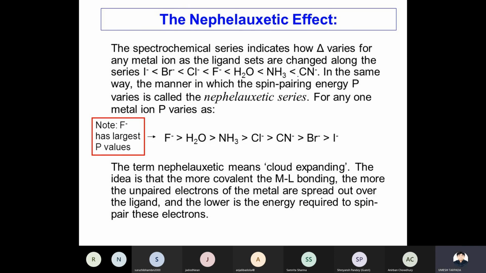This series is based on the pairing energy, remember, and the spectrochemical series is based on the field strength. So F minus has higher pairing energy, and therefore it is written first. Then H2O is there, then NH3 is there. So the term nephelauxetic means cloud expanding. The idea is that the more covalent the M-L bonding, the more the unpaired electrons of the metal are spread out over the ligand, and the lower is the energy required to spin pair these electrons.